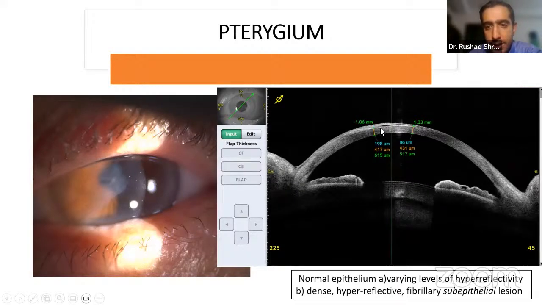And if you can see my cursor pointing over here, it shows a normal epithelium because the pterygium tissue is at a subepithelial level. There's varying levels of hyperreflectivity, as you can see here, and there's a dense hyperreflective fibrillary subepithelial lesion. So if you have to mention or describe this as a spotter, this is what you see typically in a pterygium.